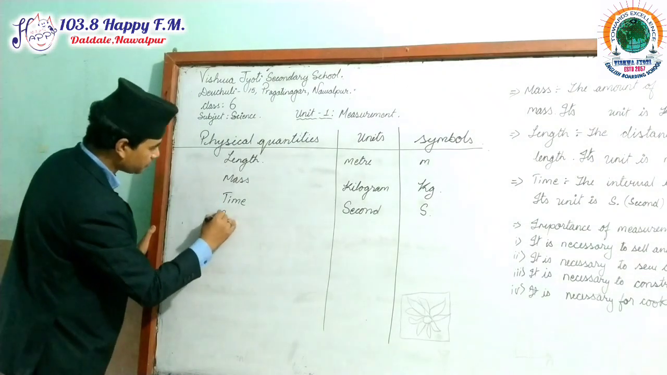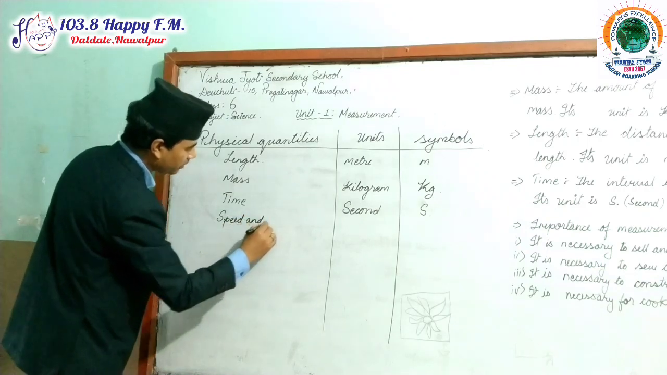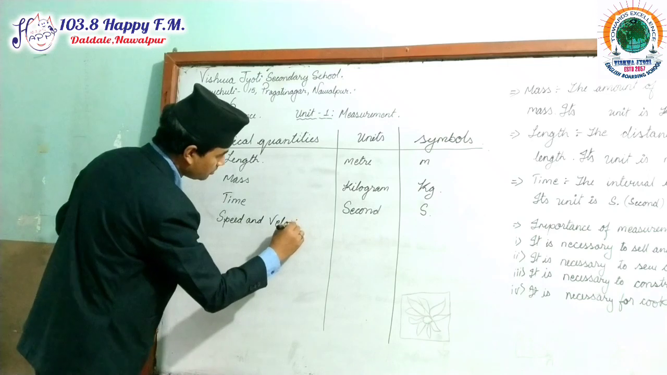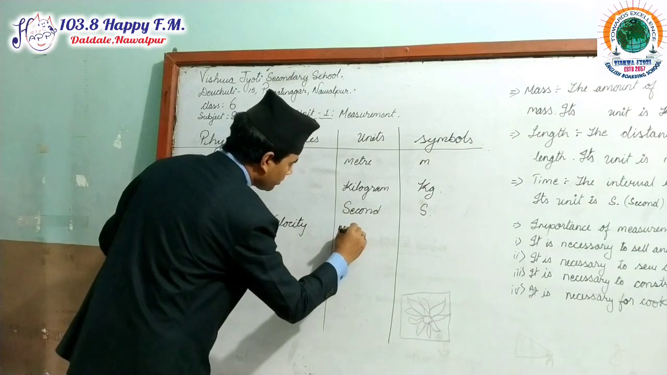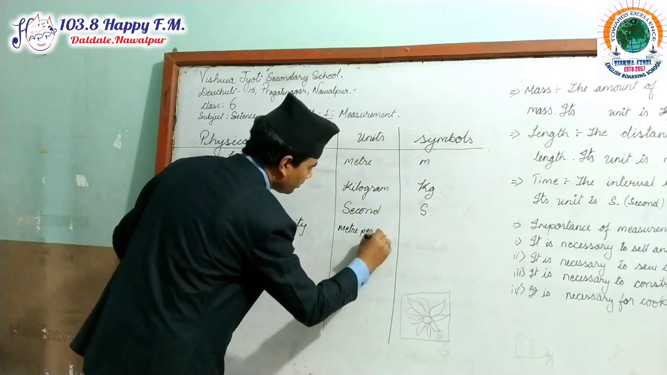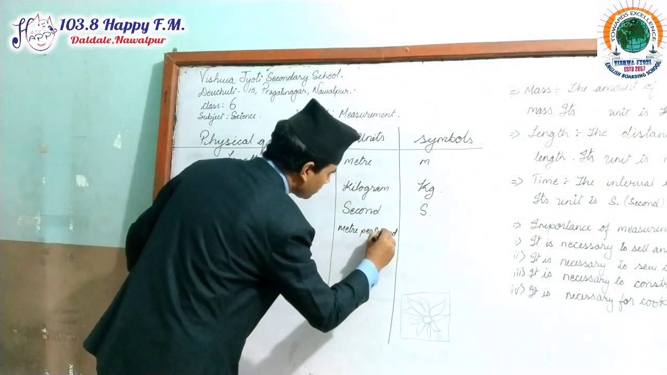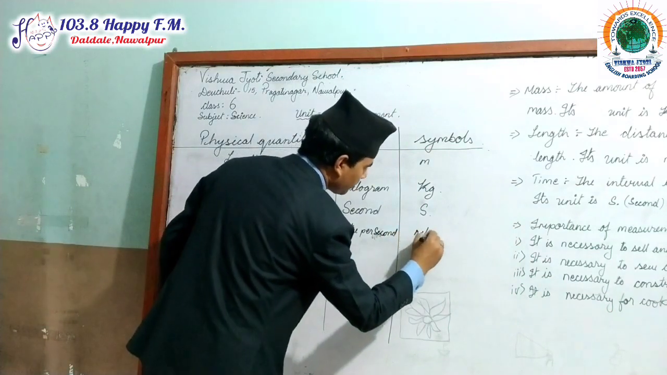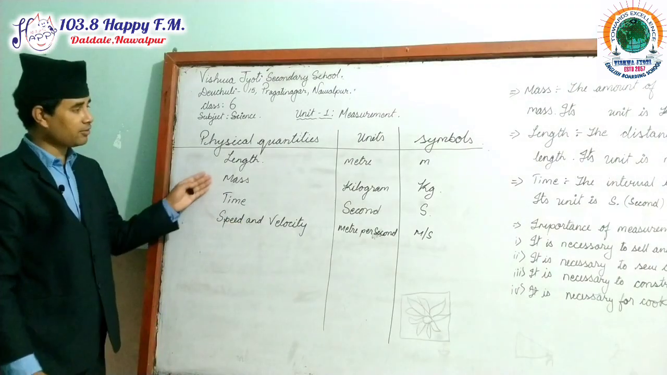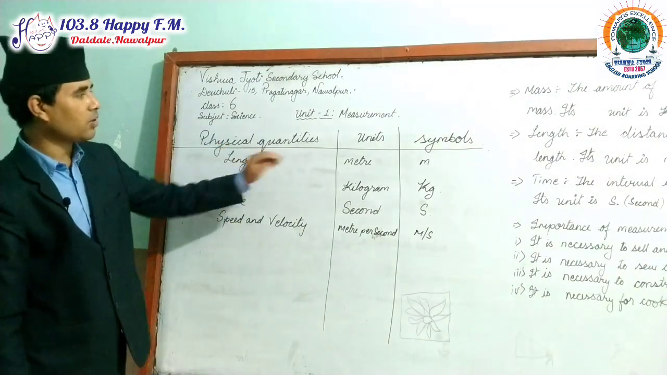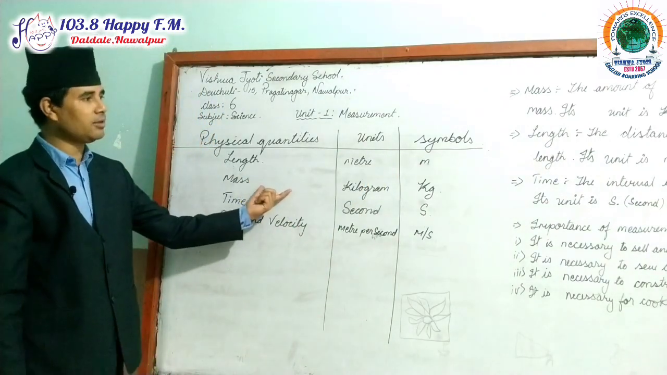Now speed and velocity. Speed and velocity are measured in meter per second. This one is meter per second. Similarly, there are different types of things in which we can measure physical quantities. Its unit and symbol are given as usual like this. These are the basic things regarding measurement.